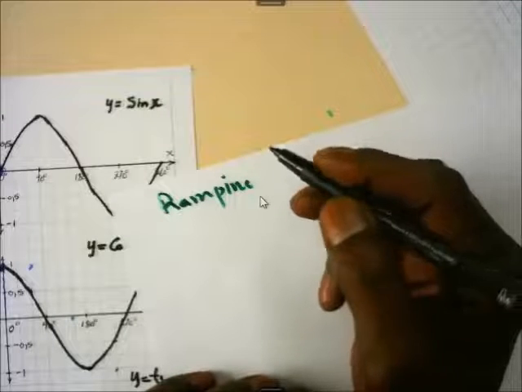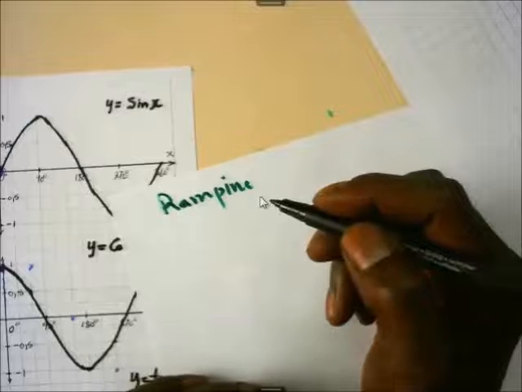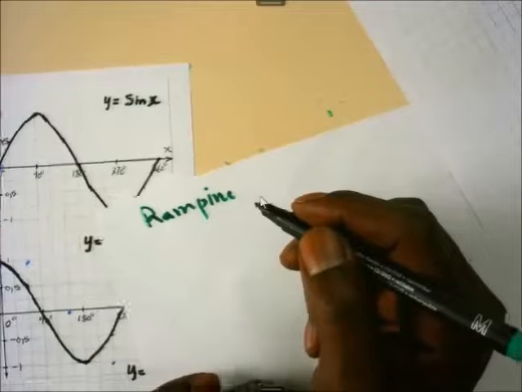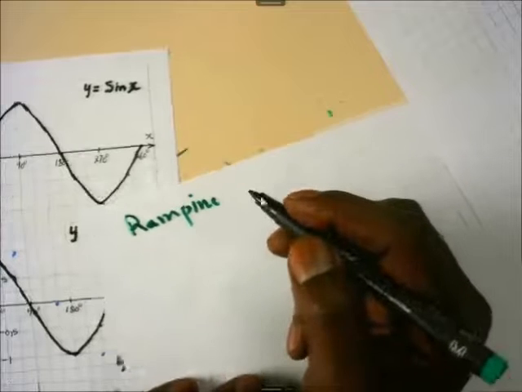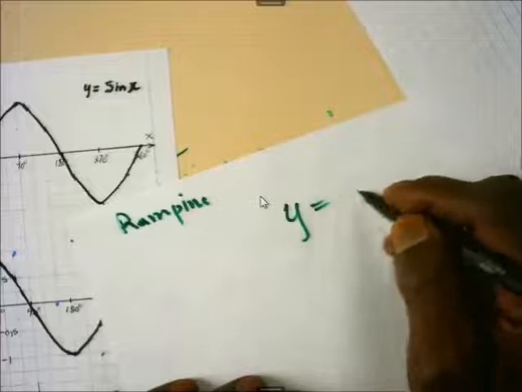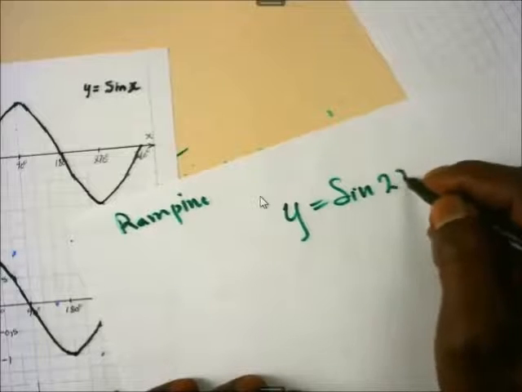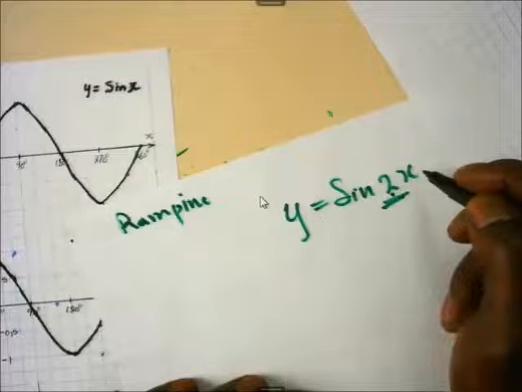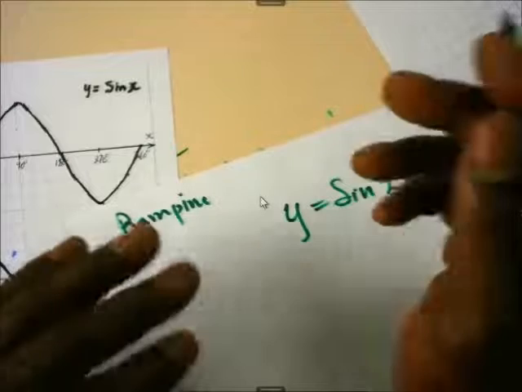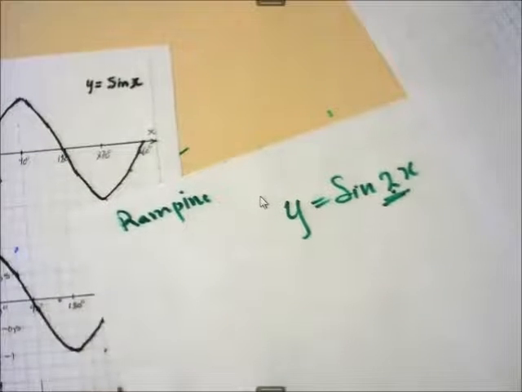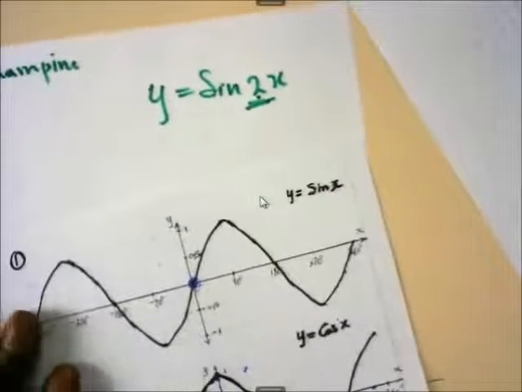There is a question from Rampine, which is very interesting. She is asking about the effect of, say for instance, y equal to sine 2x. The effect of the 2 next to x, will it change the shape of the graph or not? Yes, it will.